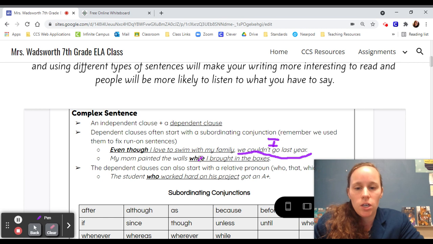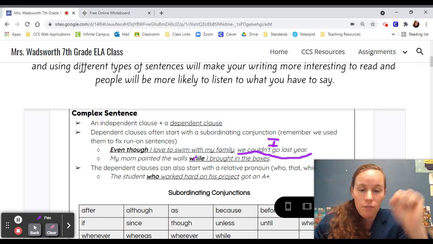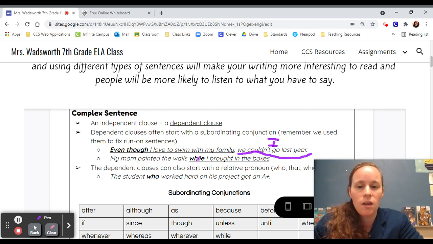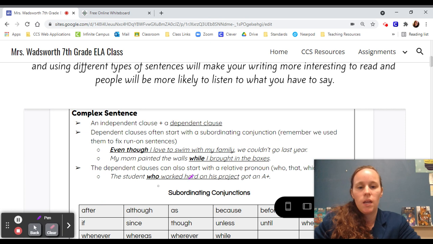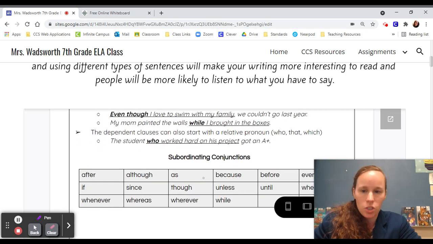If your subordinating conjunction is at the second part of your sentence, after the independent clause, you don't have a comma. If your dependent clause is before your independent clause, there is a comma after the dependent clause. So just use this as your model. And dependent clauses can also start with a relative pronoun. Your examples would be who, that, which. Like, the student who worked hard on his project got an A. So that would be another example.